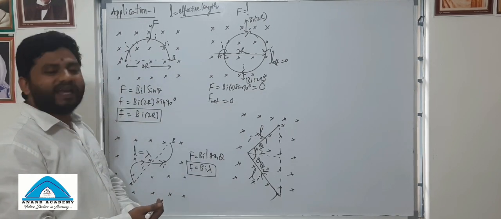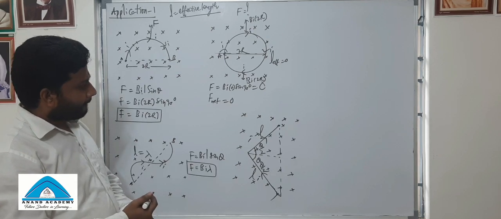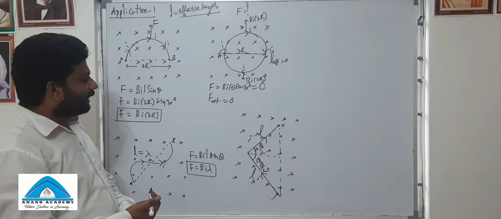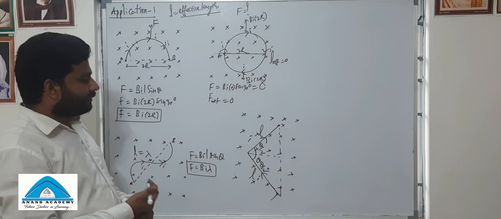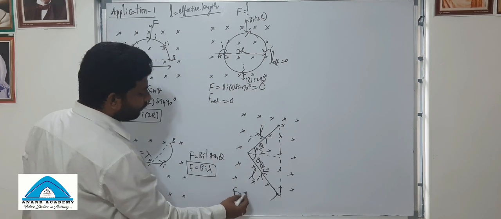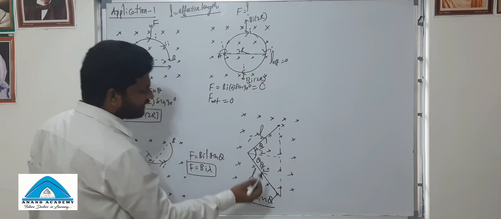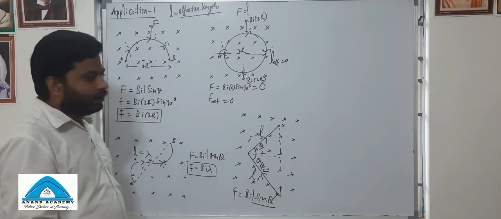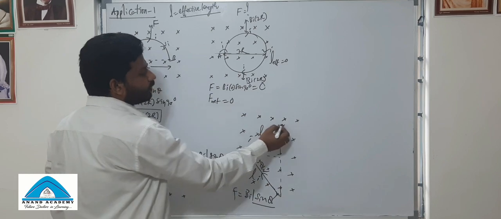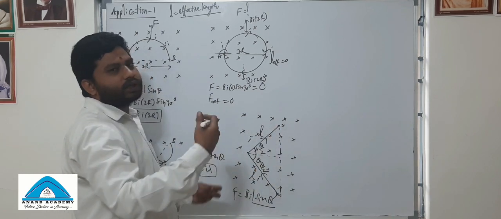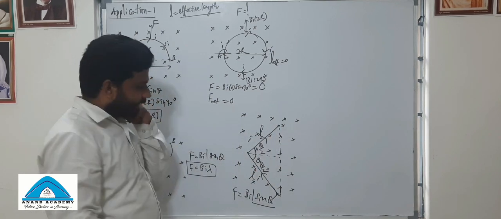How to find the net force acting on this here? So simple. What is our aim? Net force. F is equal to BIL sine theta. Sine theta, anyways it is sine 90, it is 1. Why? Because this L bar and the B bar, both are perpendicular to each other. That is 90.